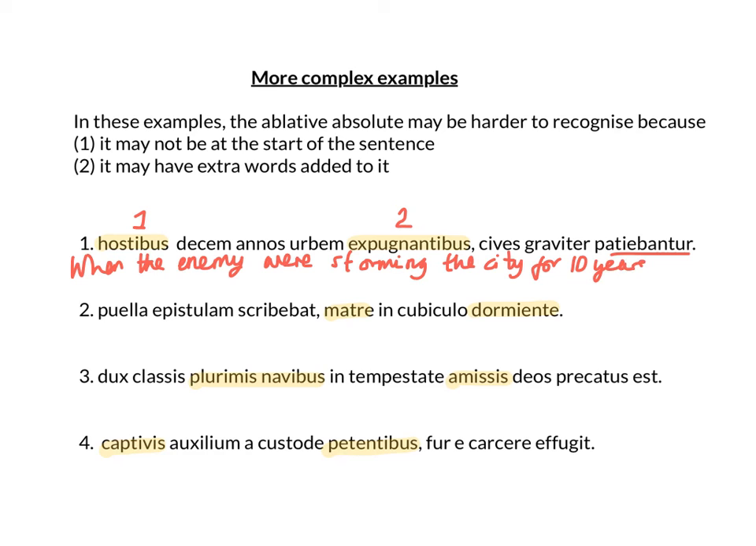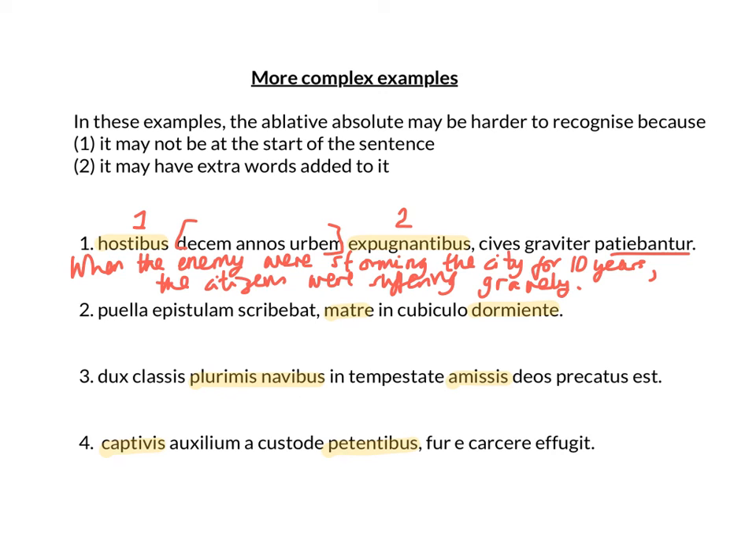And that's these words here. Since they are in between the 2 words of the ablative absolute, it makes a lot of sense to translate them at the same time as the ablative absolute. And I'm going to put my comma in. And now the main clause, the citizens were suffering gravely. Patiebantur means they were suffering, it's a deponent verb, and graviter means gravely.